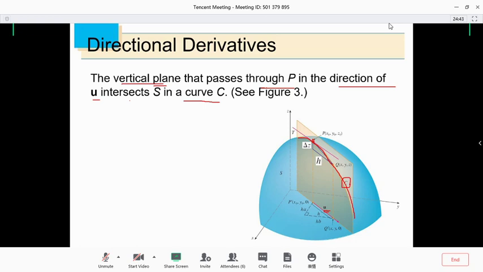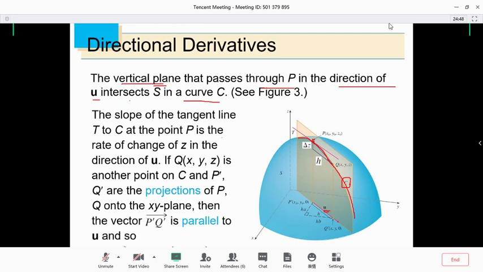Here, we can draw a tangent, a slope. Okay, we see here the slope of the tangent line T, the red line. The slope at the point P of the curve C is T. This is T, and this is the change of z in the direction u.